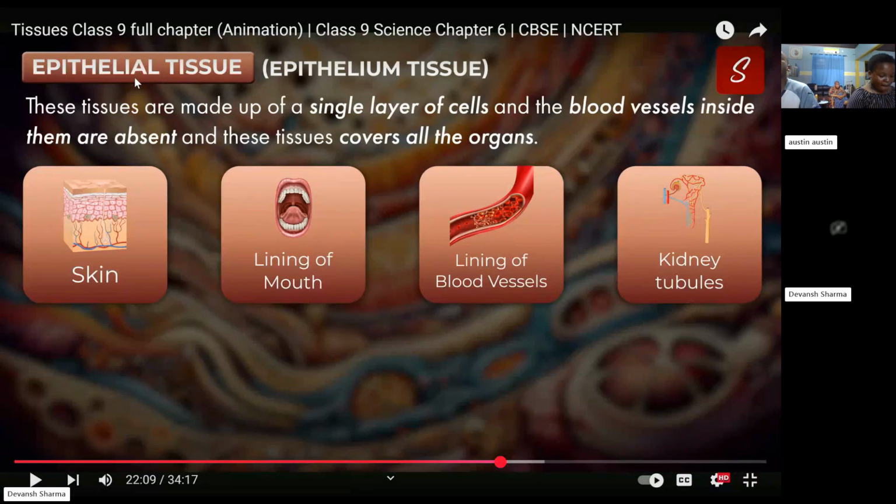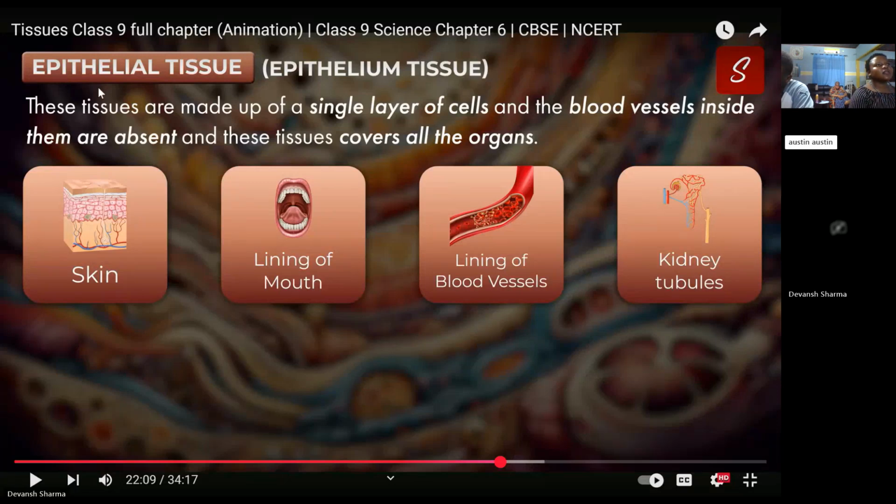In epithelial, epi means first, thelial means layer. In plants, we were using the term epidermis. In animals, we will use the term epithelial. The meaning is the same, but the terms are different.